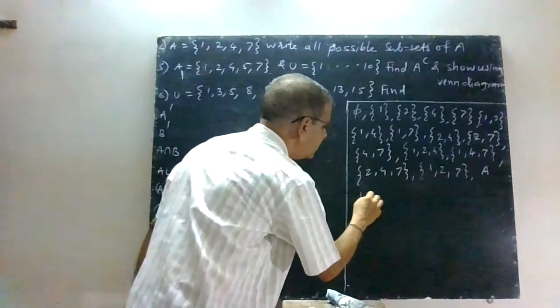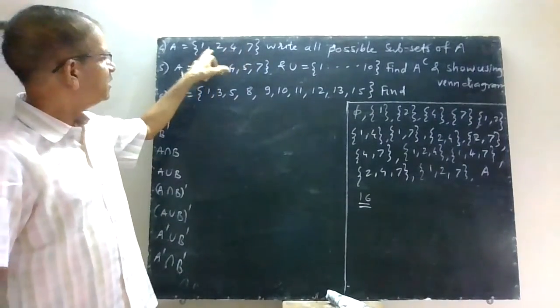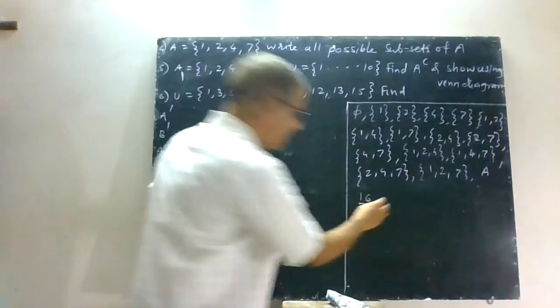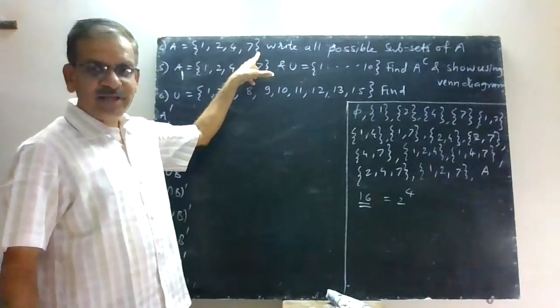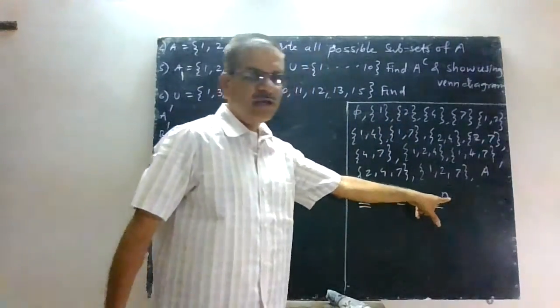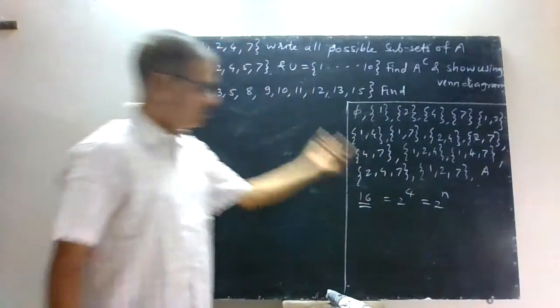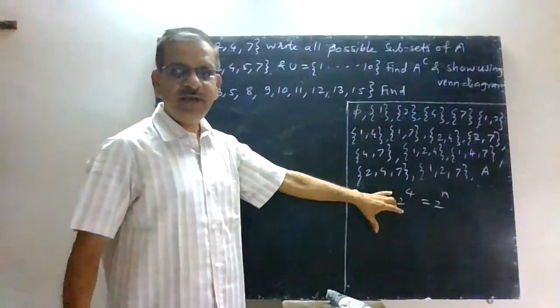That means you get 16 subsets of A. Now how do you get this 16? Now see, A contains 4 elements and so it is 2 raised to 4. That means 2 raised to the number of elements. So in general the formula is written as 2 raised to n, where n means the number of elements of set A. As it is 4, 2 raised to 4 is 16. So all possible subsets of A are 16.